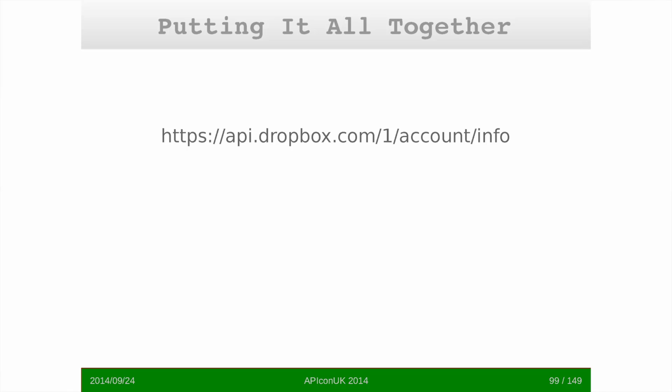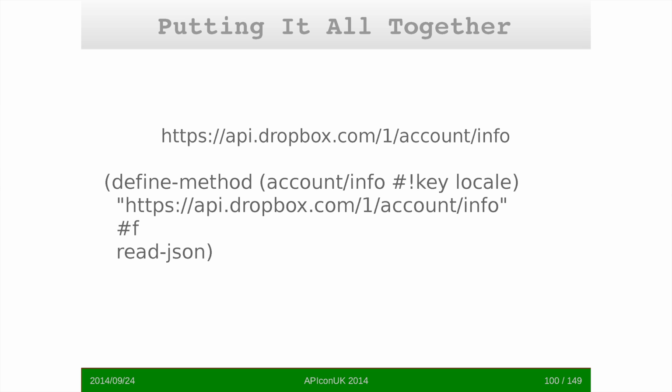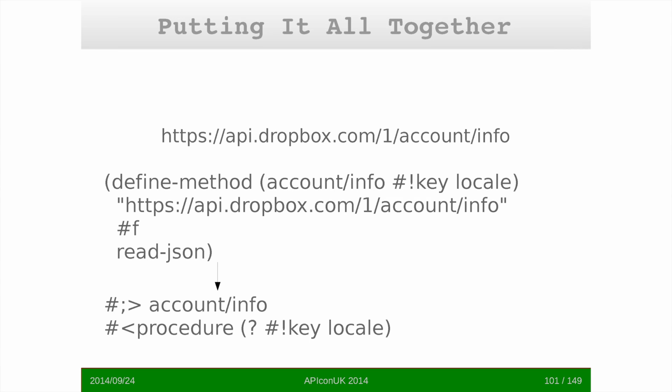And the Dropbox account info API is the very simplest one. It doesn't take any arguments. It just tells you what the account information is for the current account. And so you say define method, account information. Actually, it does take a parameter. You can get the information back in different languages, so there's a locale thing. It's at that endpoint. We don't need to give it any information, and the response comes back in JSON. And once you've called define method, there's now a procedure available called account info.